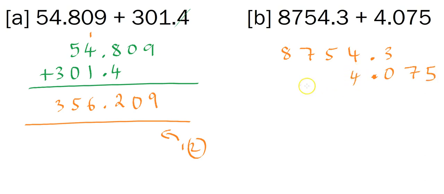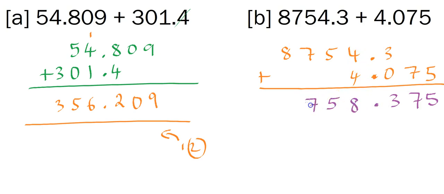8754.3.075 and 4. Okay, so that's going to be quite easy now that I've got everything lined up. That's going to be 5, that's going to be 7, that's 3, decimal points, 8, 5, 7, 8. Done.